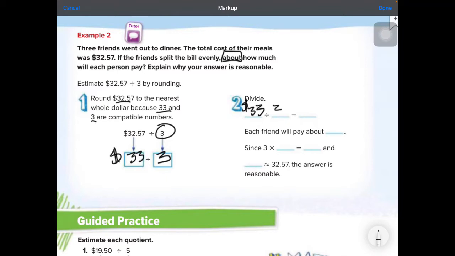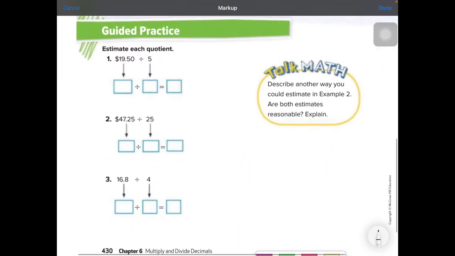So we're going to divide 33 by 3, and it equals 11. So each friend will pay about $11, and since 3 times 11 is 33, and 33 is about or approximately around 32.57. The answer is reasonable.